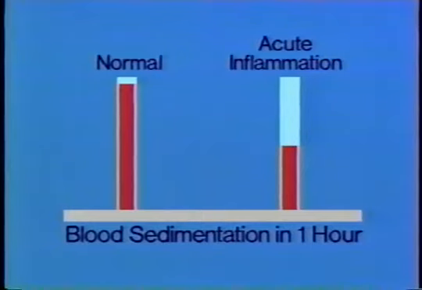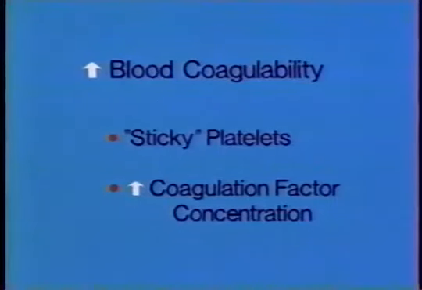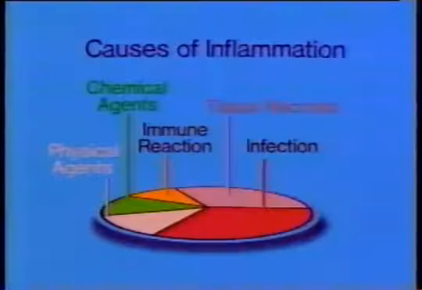Elevation of the sedimentation rate of the blood is a non-specific phenomenon often observed in inflammation and in other disease processes. It is due to a change in the surface charges of red cells brought about in large part by an increase in plasma fibrinogen. Finally, increased coagulability of blood occurs during inflammation. It is due to enhanced stickiness of platelets, as well as increased blood levels of coagulation factors such as fibrinogen.